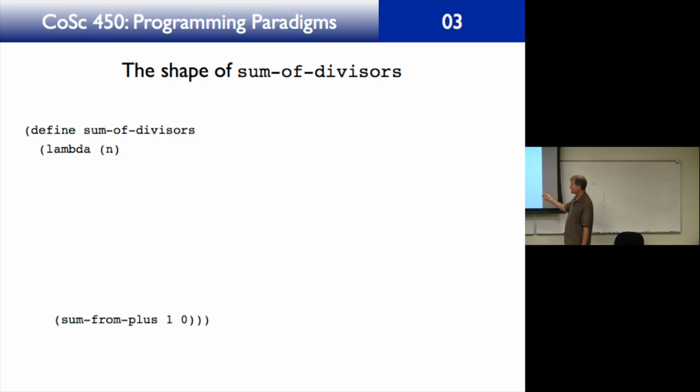It's going to start with define sum of divisors, and it's going to have one parameter n, lambda n. Are you with me? And furthermore, here's what we're going to do. The very last expression in this function is going to call another function, a helper function, that we're going to name sum from plus. Are you with me? And sum from plus is going to have two parameters, and the actual parameters are going to be 1 and 0, which I'll explain in a minute. And furthermore, where is sum from plus going to be defined? What do you think? Where will sum from plus be defined?